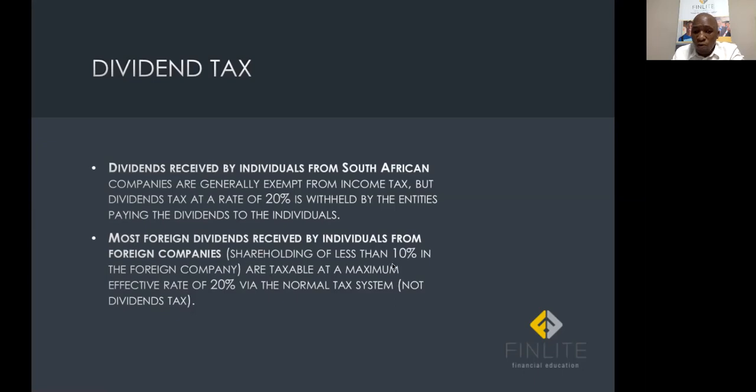Most dividends received by individuals from foreign companies, where you hold less than 10% in the foreign company, are taxable at a maximum effective rate of 20% via the normal tax system, not dividend tax. So if you receive dividends from a foreign country and you hold less than 10% in the foreign company, then you are taxed at 20%. It means they will form part of your income, and you are just taxed at 20% through the normal tax system, not via the dividend tax system.